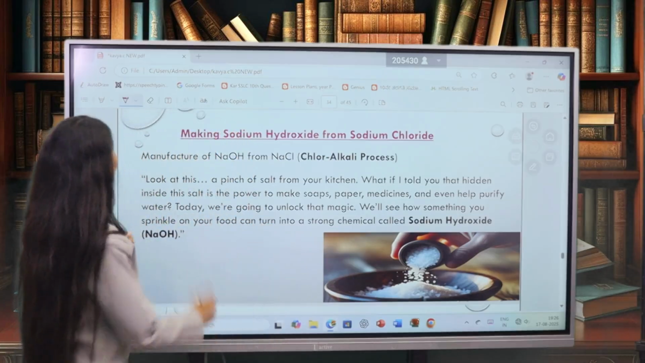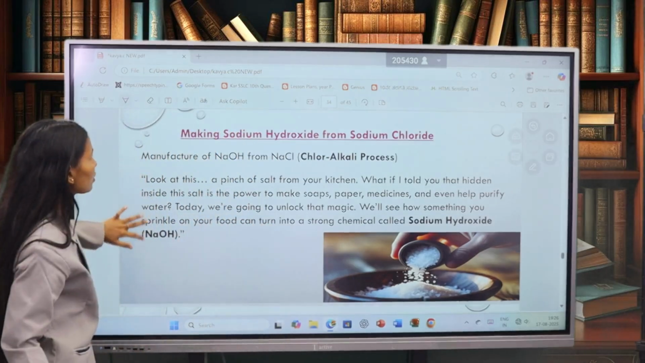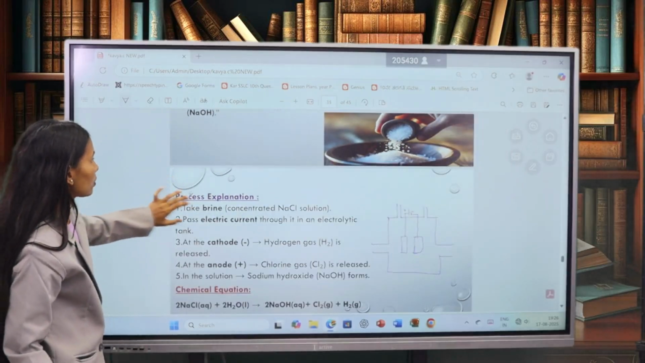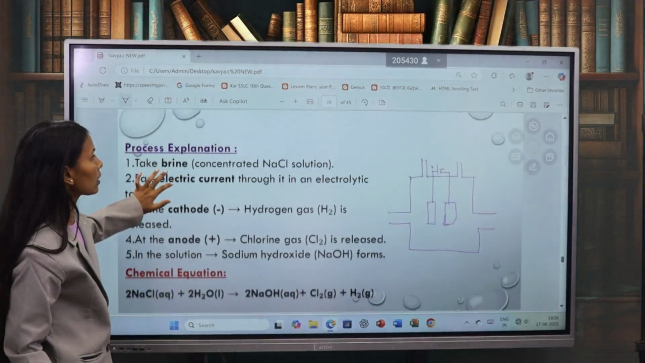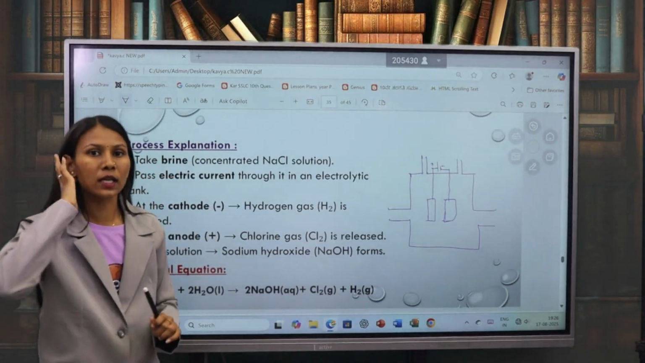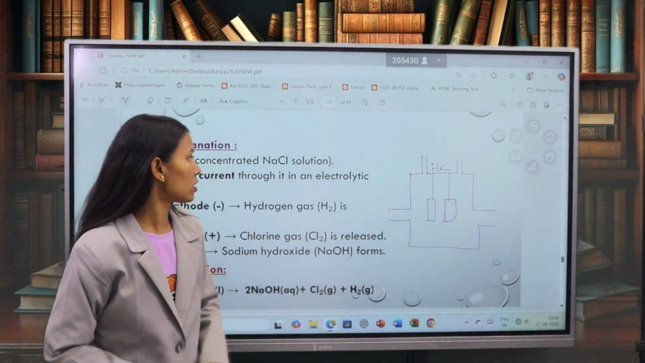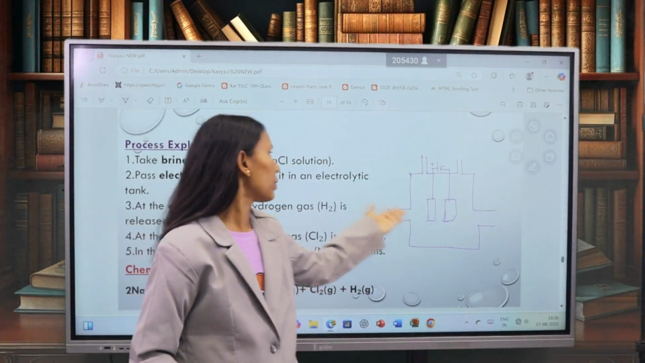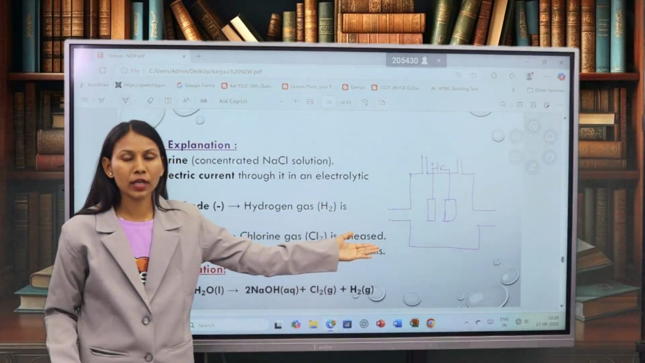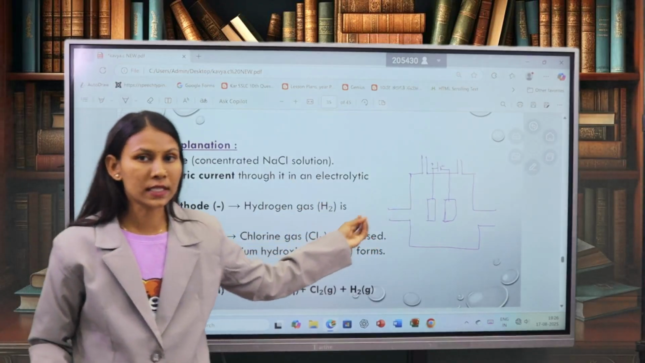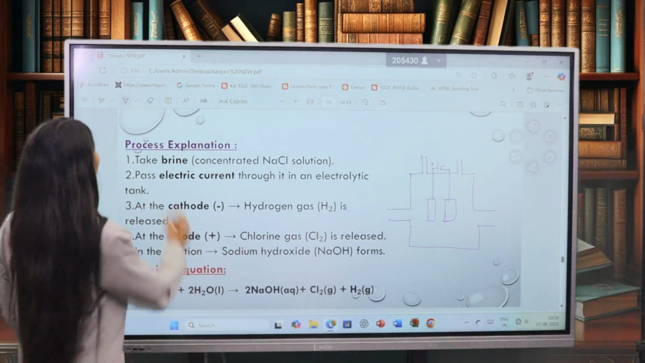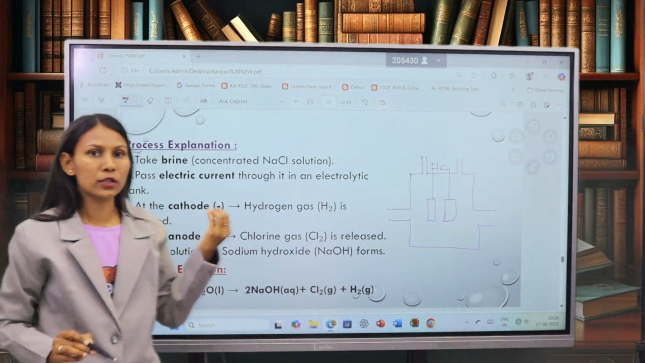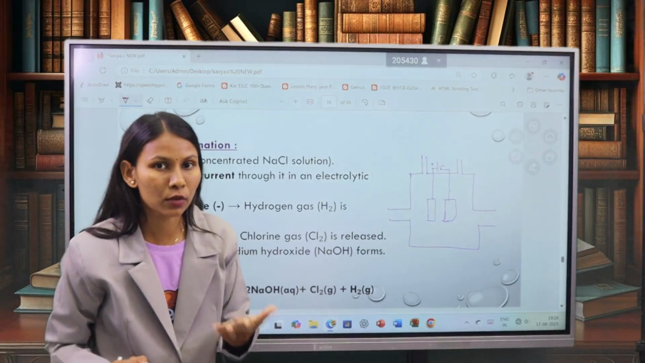Our first step is making sodium hydroxide with the help of sodium chloride. That is done through the chlor-alkali process. As you can see in this figure, it is an electrolytic tank. Now let's see the process explanation, that is, how we make sodium hydroxide with the help of sodium chloride.